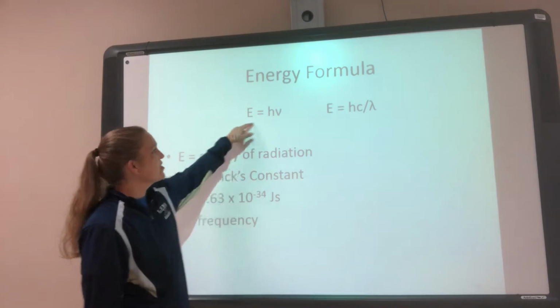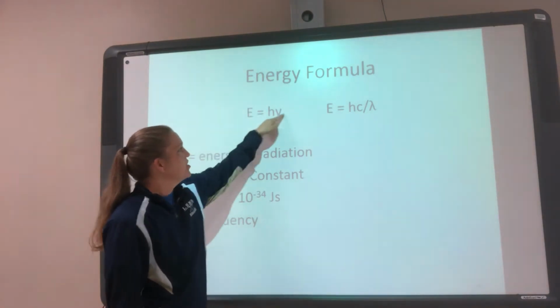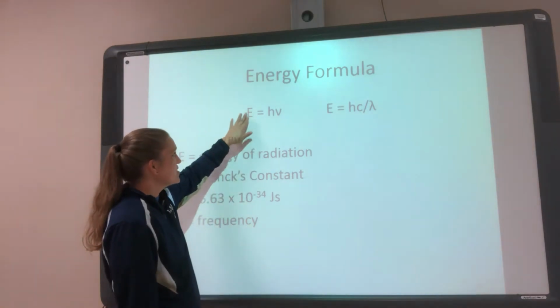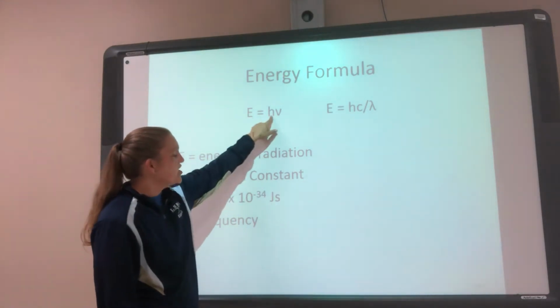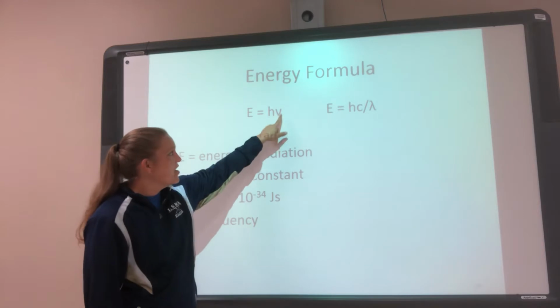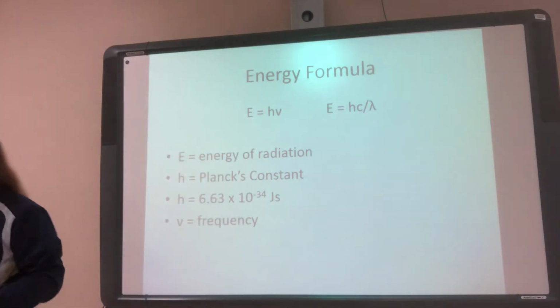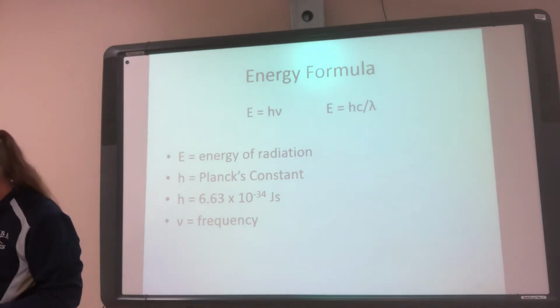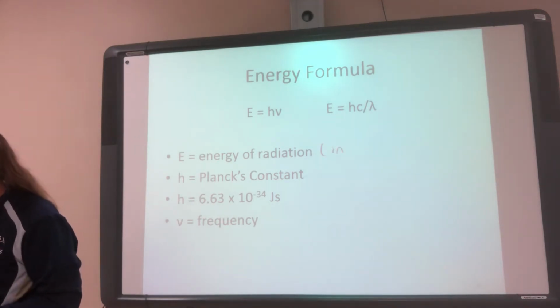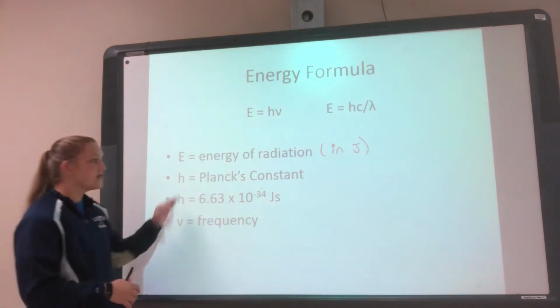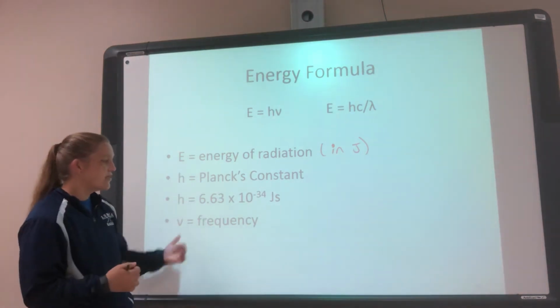So that is going to be our particle equation, the particle equation of our light. E is our energy, h is Planck's constant, and nu is our frequency. E is the energy of our radiation, our light. And remember, this is going to be in joules because we measure energy in joules. h is Planck's constant. It's another constant that's in the back of the book that's going to be given to you.